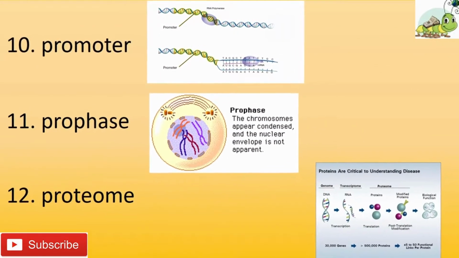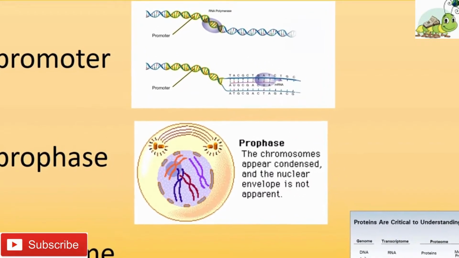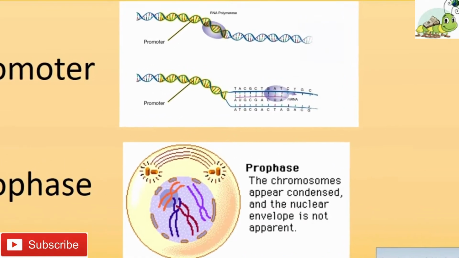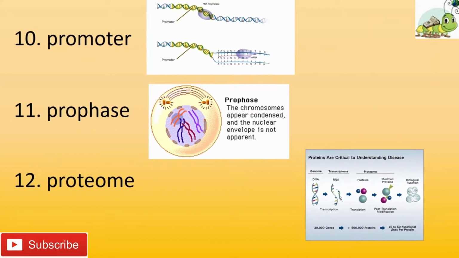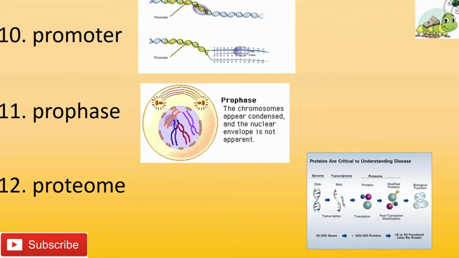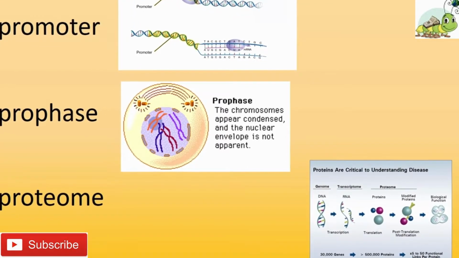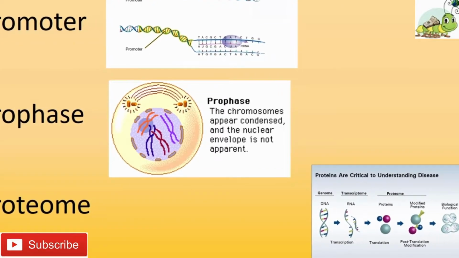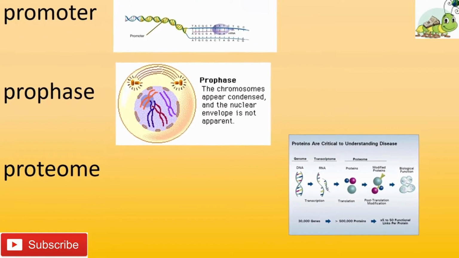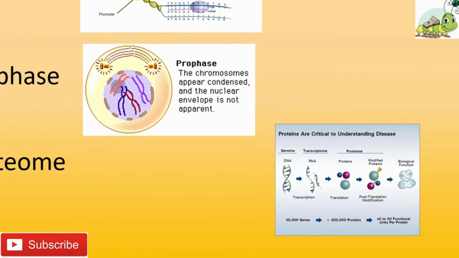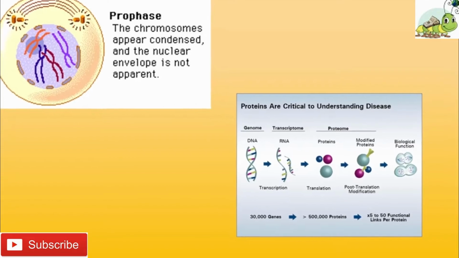Point number 10, the promoter. The region of DNA that signals transcription to begin at that site within the gene. Point number 11, prophase. The first stage of mitosis and meiosis, characterized by breakdown of the nuclear envelope and condensing of the chromatin to form chromosomes. Point number 12, proteome. The full complement of proteins produced by a cell, determined by the cell-specific gene expression, is called the proteome.